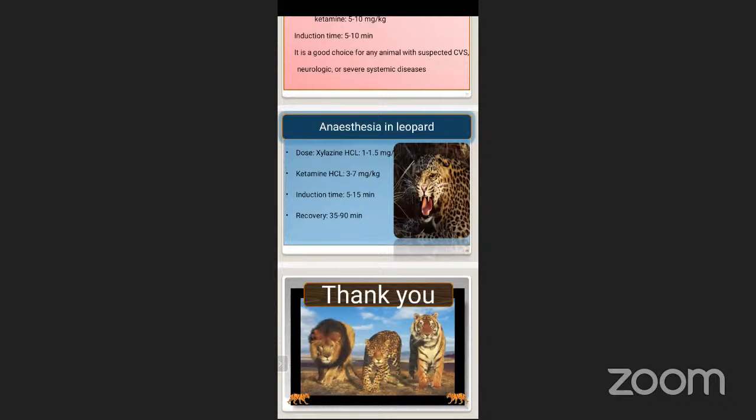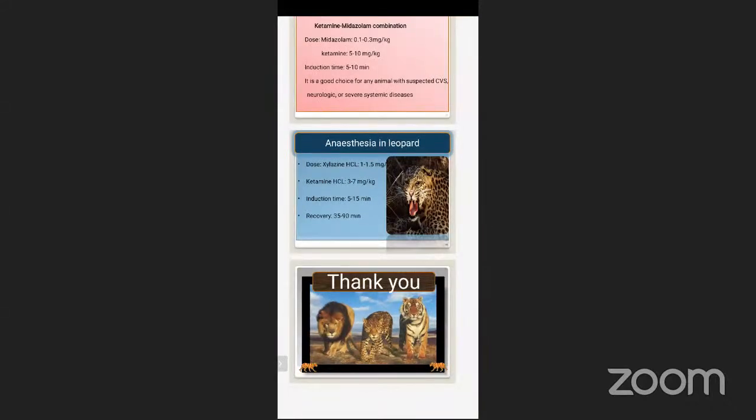xylazine chloride is 5 milligram per kg. Gentamicin is 3 to 7 milligram per kg body weight. Induction time is 5 to 15 minutes, and recovery we can get in leopard is 35 to 90 minutes. Okay, this is all regarding the big cats.